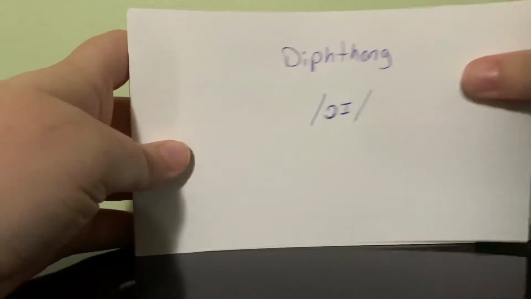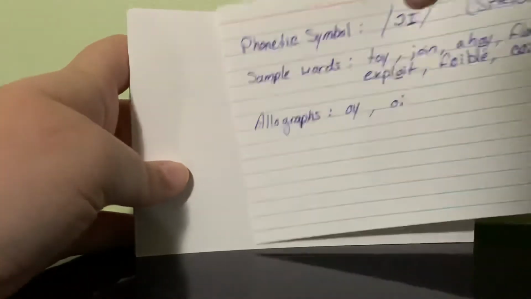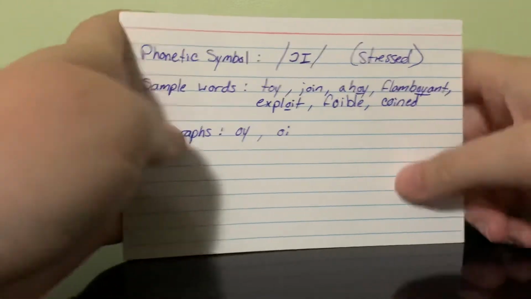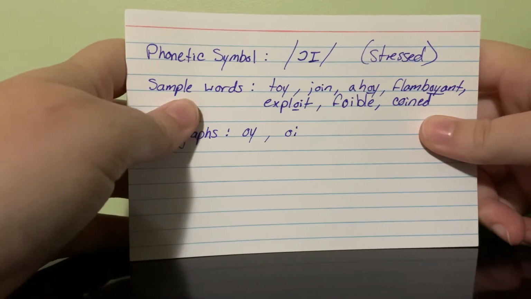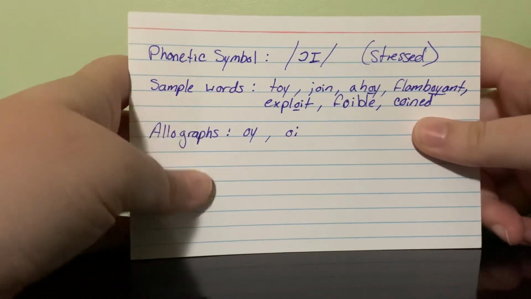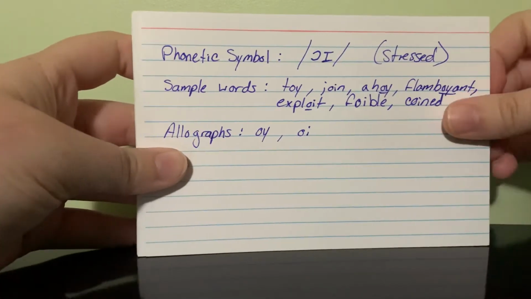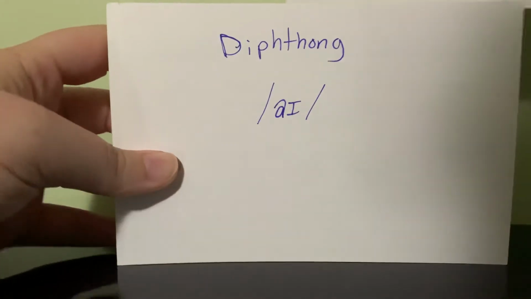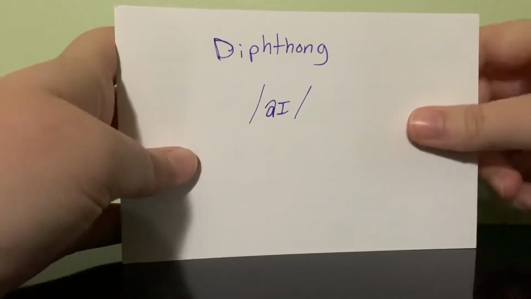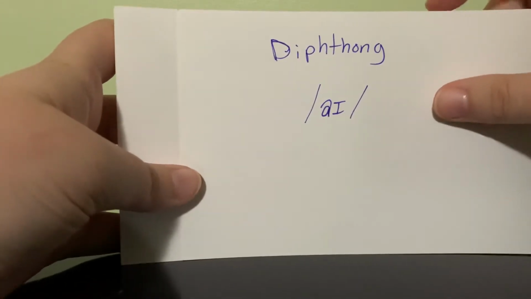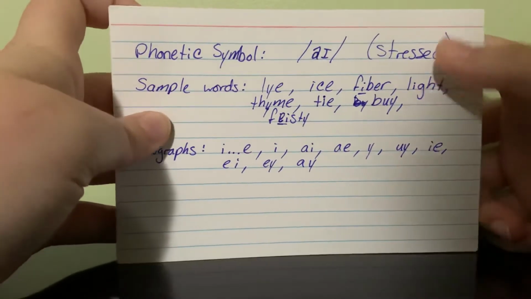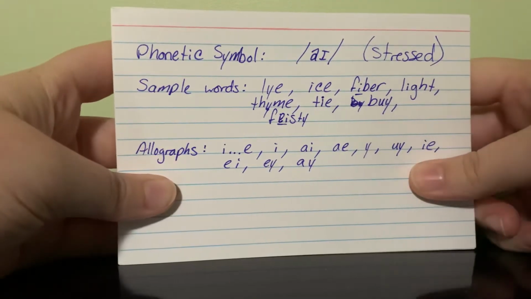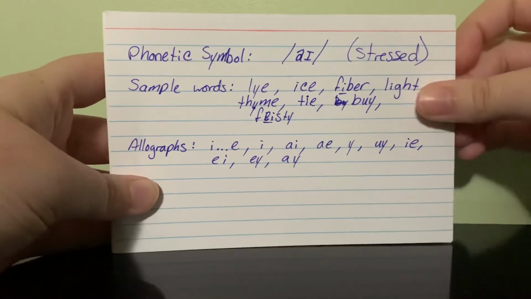Next diphthong is the open O and then the small lowercase I. It's going to make the oi sound. Again, in stressed syllable placement, it'll make an oi, such as toy, join, ahoy, exploit, and then the allographs here listed at the bottom that it could show up as. Next is the A and then the small capitalized I, and it's making the I sound, such as lice, ice, fiber, light, all stressed syllable placement, and then the allographs listed here at the bottom as to what it could show up as in the word.